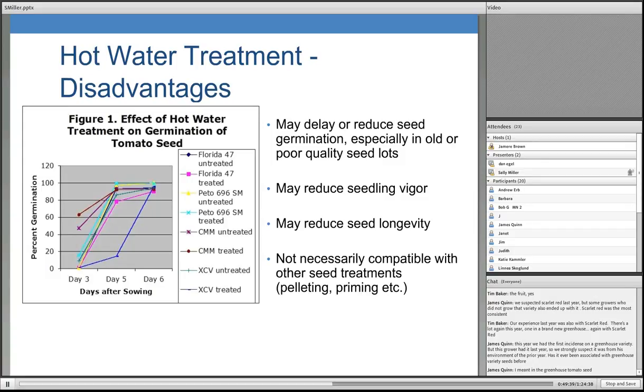But what you can find is that sometimes, as you see that blue line on the left in the graph, occasionally the hot water treatment can reduce germination or delay it. And again, in the end, by day 6, everything was germinated, but one of these was delayed. Sometimes this happens if the seed lots are old or poor quality, and in such cases the vigor may be reduced as well. Also, we only recommend that these seed treatments be done immediately prior to planting, so you don't have any issue of seed longevity. And again, we mentioned the other seed treatments.